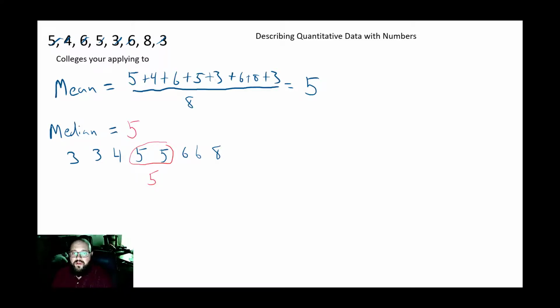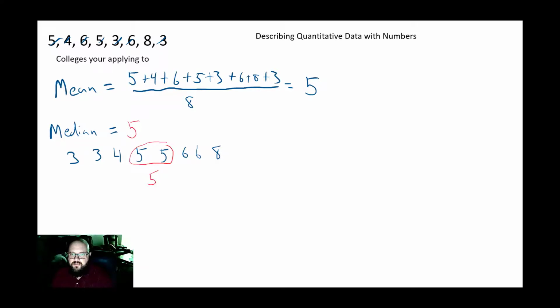Now, if we had an odd number of values, let's say that the 8 was gone, and we had 7 numbers, then the 4th number would be the median, which with these values would still be a 5. That's how it plays out. If it's odd, you're lucky because you can just pick the middle number. If it's an even amount of numbers, you need to add up the middle values and divide by 2.